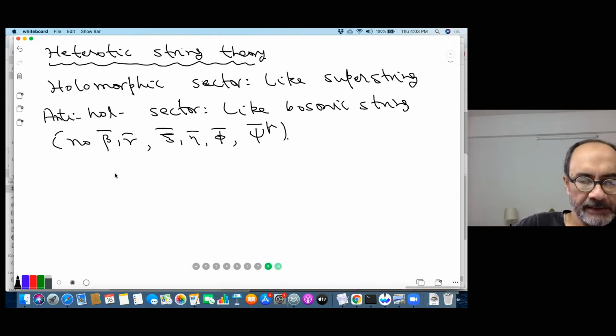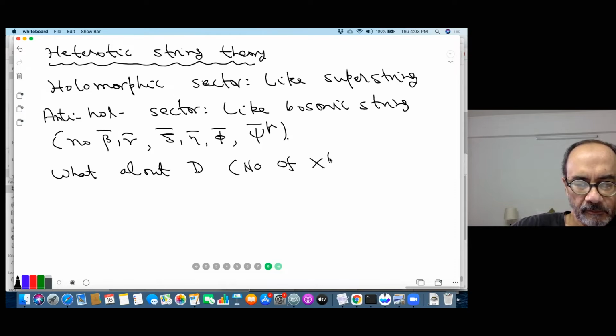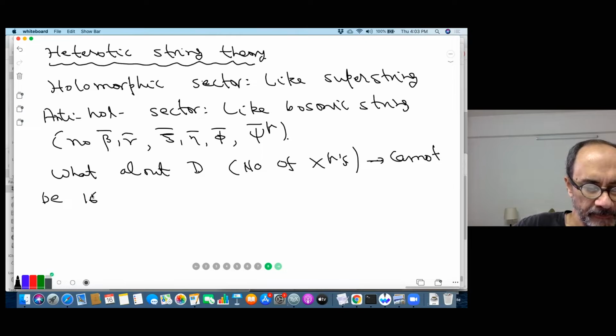But this raises the question as to what about D, that is the number of X mu's. Because these certainly cannot be 10 and 26 at the same time.